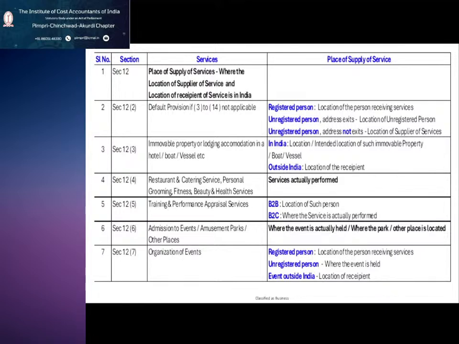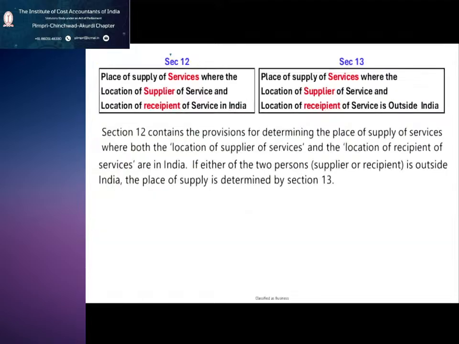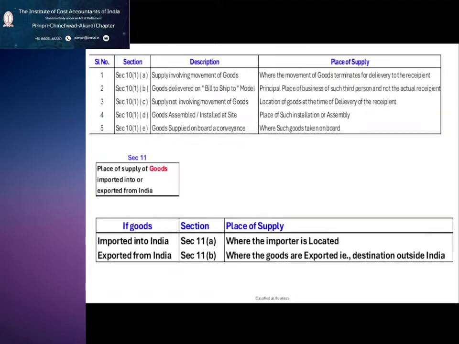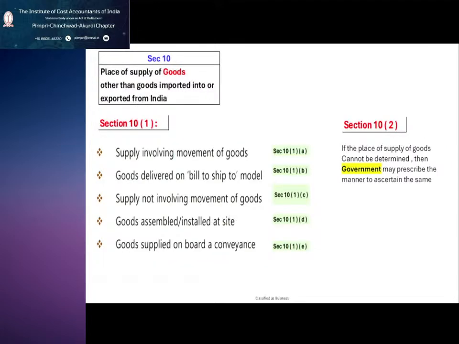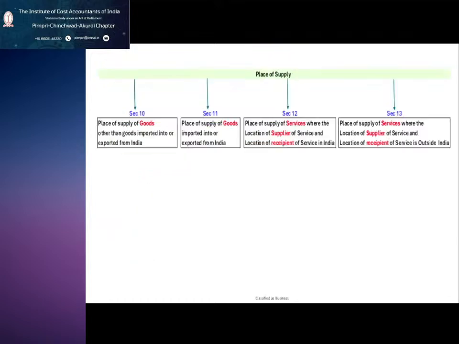I think in the last session we were in 12.7, subsection 7, right? In the last class. Okay, fine. But before that, we will see in place of supply how many sections are there. The place of supply sections are from 10 to 13. Sections 10 and 11 are for goods, and 12 and 13 are for services.